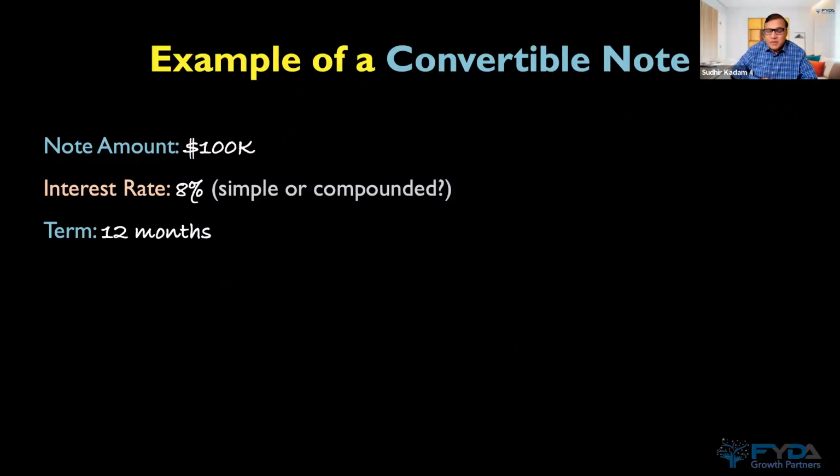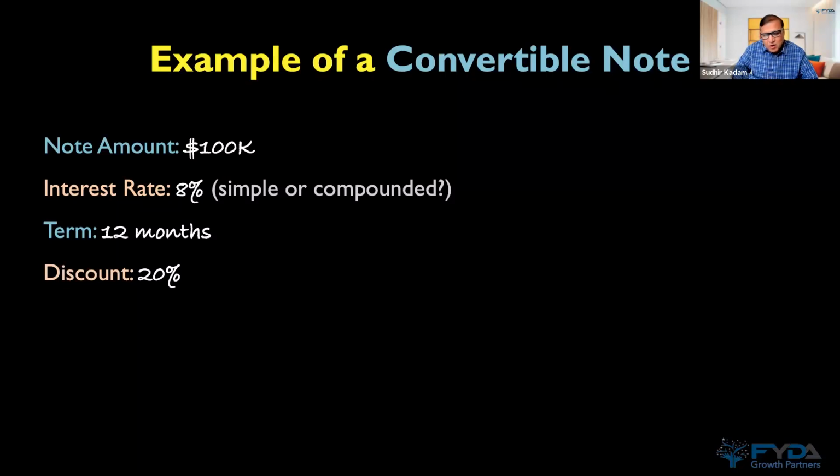The term can be 12 months, the term can be 18 months, the term can be 24 months. It's open to negotiation. Typically, when somebody is doing a convertible with you, they will ask you, when is your next round, and if you say that my next round is in 6 months, then they will say, okay, I will give you 12 months and I will do a term of 12 months.